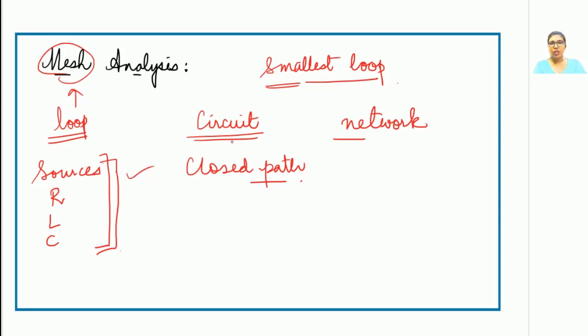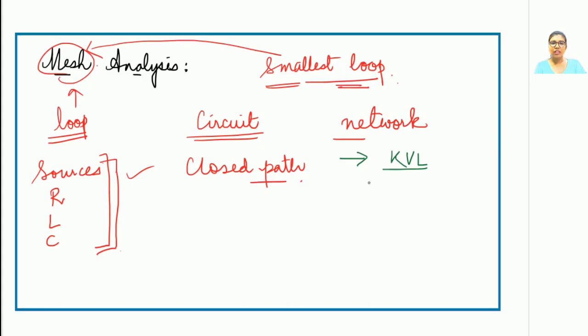Now whenever you come across a circuit, it will have a smallest closed path as well as a bigger closed path. That smallest closed path, or the smallest loop, is called a mesh. And the analysis we carry out for that smallest loop is called mesh analysis. Now there are a few points that we need to remember before we begin the mesh analysis approach. Mesh analysis is based on the concept of KVL.